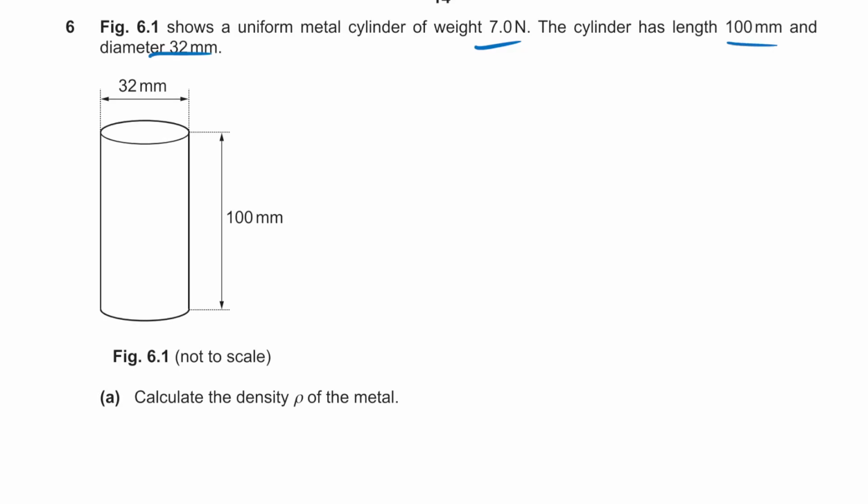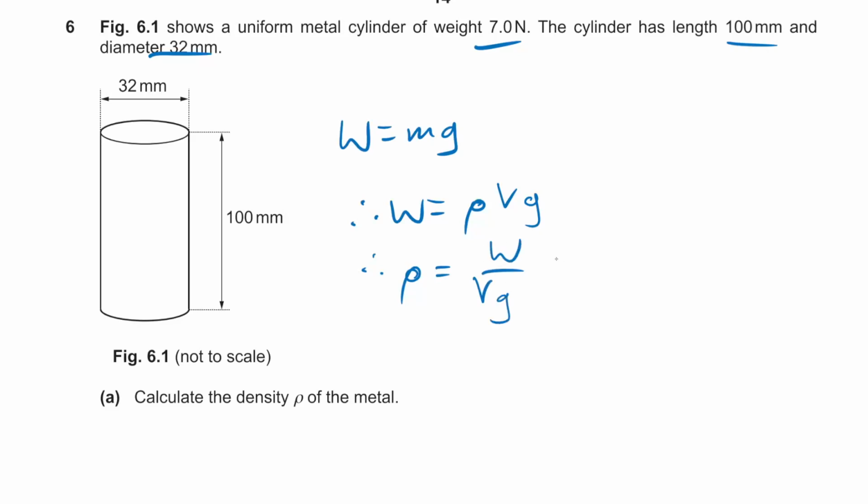Okay, we have a weight of that, length of that, diameter of that. Calculate density rho of the metal. Well, we know that weight is equal to mg. So therefore weight is equal to density times volume times g. Therefore density is equal to weight over Vg. Therefore that's weight over, well, our volume is going to be the area times the length, times g. Fine, let's do the long way around. So that's weight over pi d squared over 4 times by L times g. That 4 can end up on top.